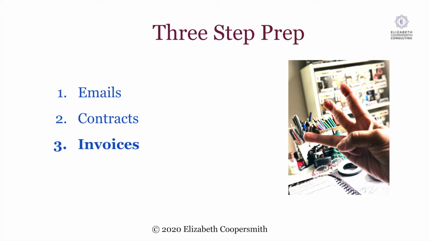So again, my 3-step prep is to get your emails together, get your contracts together, and get your invoices together. For the first video, we talked about what emails you need to get in one place in order to set up your CRM. Then we did the same thing with contracts, as far as what they need to say, why you need to get them, and what they look like in the actual system. And today we're going to talk about invoices.